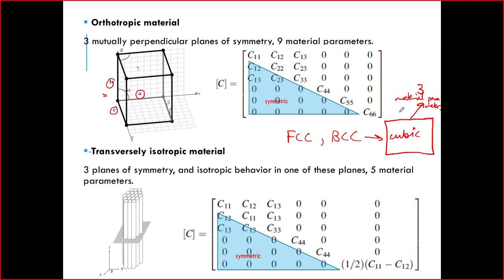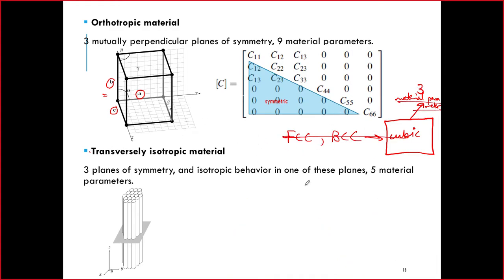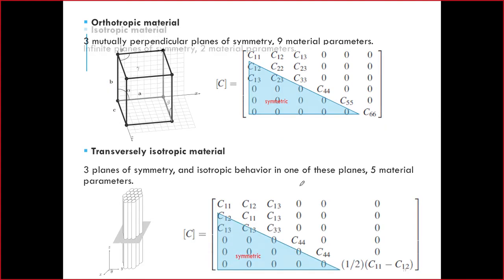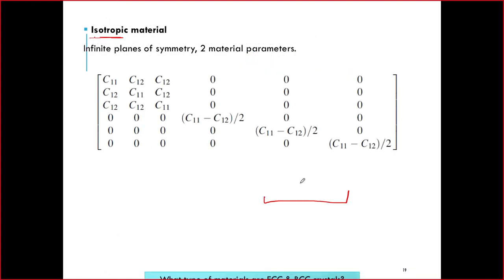So I just want to point out to you that even these standard FCC BCC materials that we're so used to dealing with, they are not completely isotropic. They are actually cubic materials and they have 3 material parameters. Just for your extra side information, right? But again, it was just getting too many types of materials in here for us to consider them. Perfect.